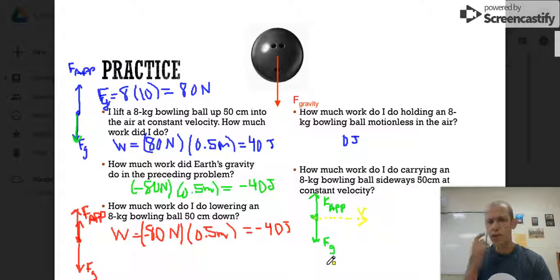And lastly, really quick, if you're carrying a ball sideways, your force is up, gravity's force is down, but your movement is not in those directions. So technically, no work is being done there either. But there is a little bit of debate that could happen with that problem.